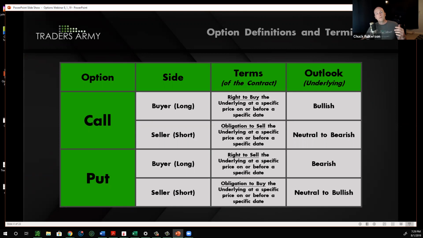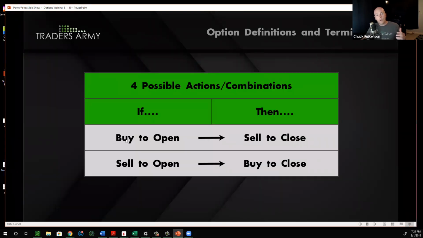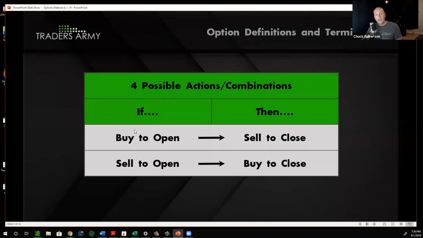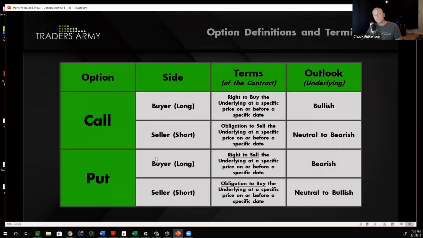Now, the thing to remember is if I buy to open, I have to sell to close, right? We don't buy options to exercise them. We buy options to sell them. If I buy to open, I sell to close. If I sell to open, I buy to close, right? So when I do this, I can sell a call to open the position. The way I get out of it is that I have to buy it back, right? Or I can buy a put to open a position. The way I get out of it is that I sell it back.